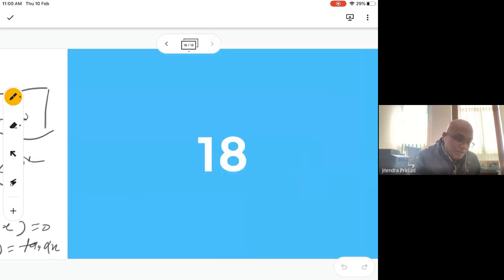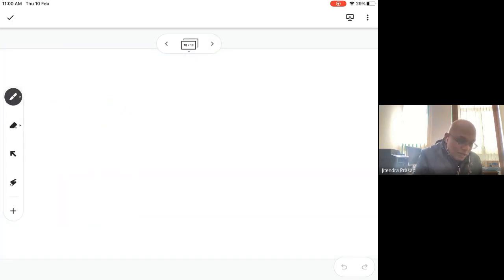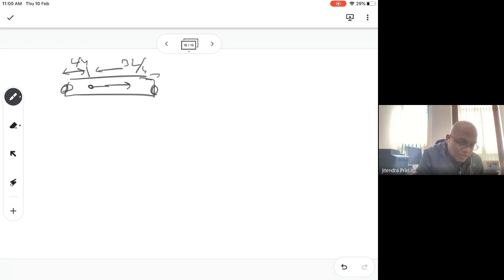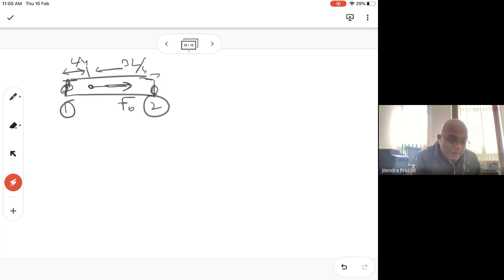I give you a simple example. If you have a node here and a node here, and somewhere at one quarter of this, let us say L over 4 and 3L over 4, you have a force F naught, and you have one node here and one node here. Finally, this force has to appear in the force vector. How will you do that?